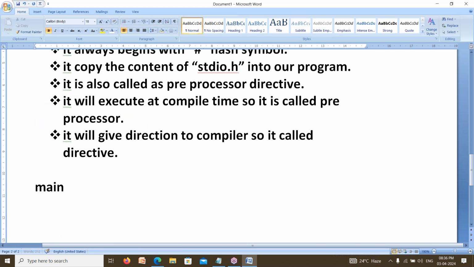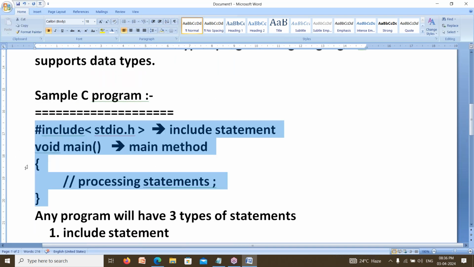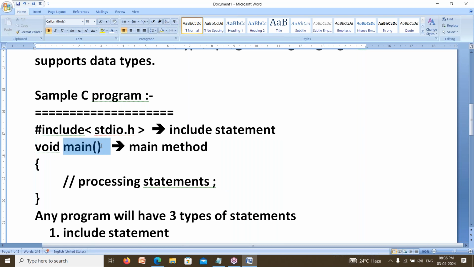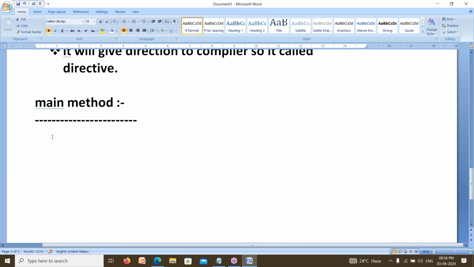Next, what is the main method? What is the use of the main method? Why do we need to write it? See here, it is your program. In real life, you will write a lot of lines of code. Suppose I write 1 lakh lines of code. From those 1 lakh lines, from where do I need to start the execution? Your program always starts execution from the main method. So the main method is the first executable statement. Simply, it is called the entry point into your program.